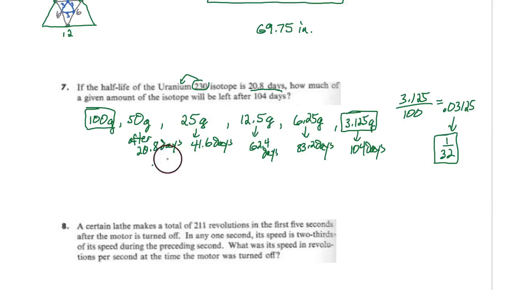So after 1, 2, 3, 4, 5 half-life periods go by, there will be 1/32 of the uranium left. A faster way of doing this problem would be to say that the common ratio r is 1/2. You're multiplying by 1/2 each time, and you're doing that 5 times. That makes 1/32. That would have got us the answer really quickly.